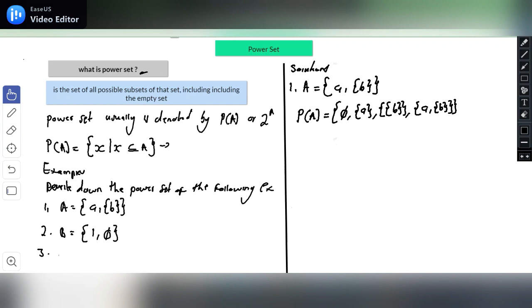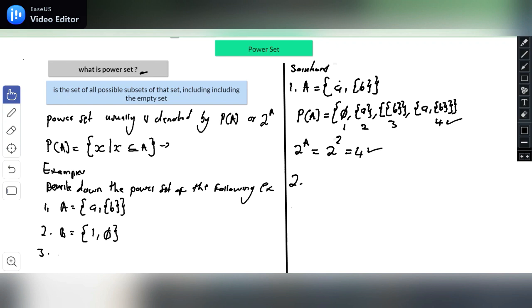So that is the first example. How many subsets do we have here? It's 1, 2, 3, and 4, right? How can we prove it? We use the formula 2 to the power of n(A). We know that n(A) represents the number of elements in the set. How many elements do we have? It's 1, 2. We have only 2. Therefore, it's going to give us 4. So you can see that we are correct.